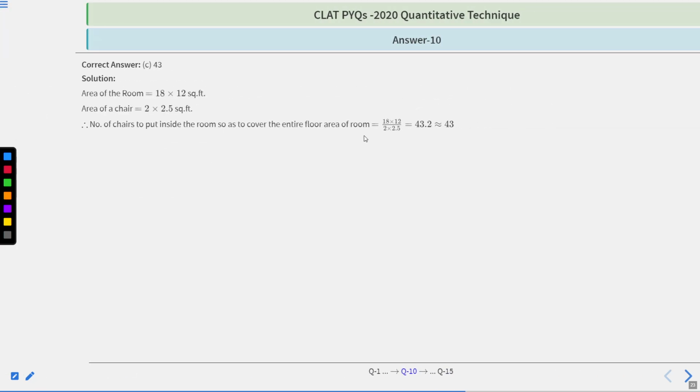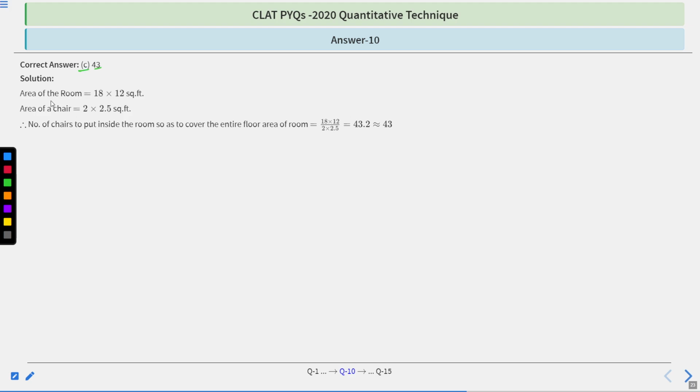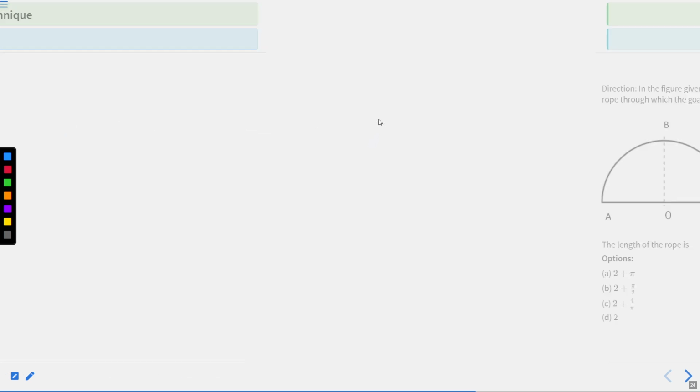Let's see. The correct option is C, which means 43 chairs. How? The area of the room is 18 times 12 square feet. The area of a chair is 2 times 2.5 square feet. The number of chairs to put inside the room so as to cover the entire floor area means the area of the room divided by the area of a chair. You will have approximately 43 chairs. I hope the explanation is very clear to you. Let's move to the next question.